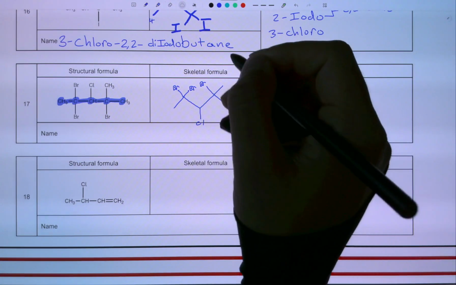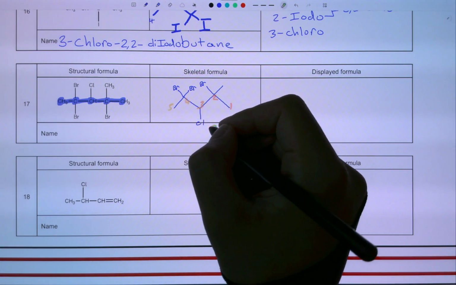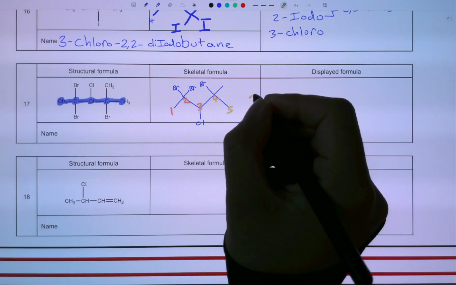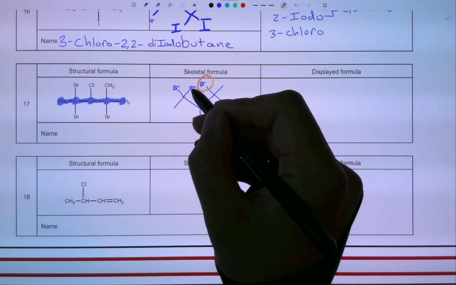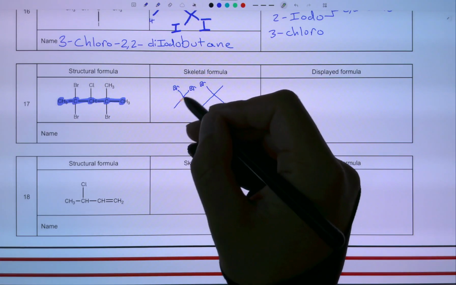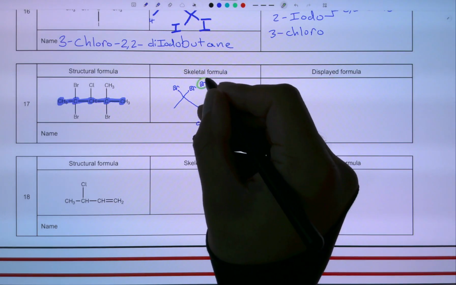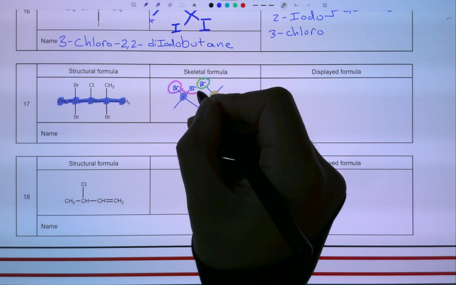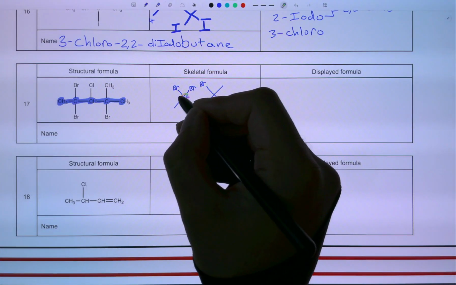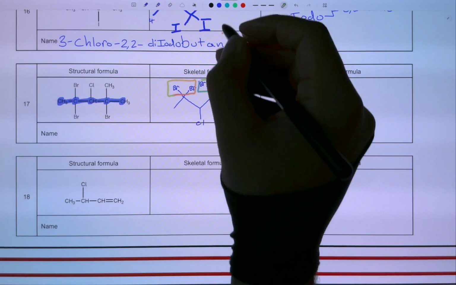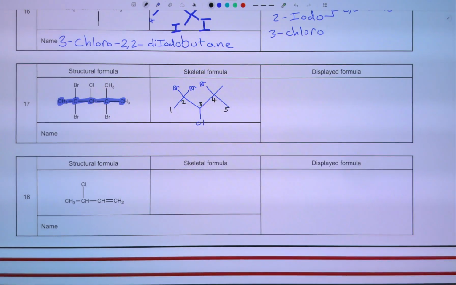In terms of numbering, do we go 1, 2, 3, 4, 5, or 1, 2, 3, 4, 5? The methyl is just a side chain. We have functional groups, so the priority is to do with the functional groups. On the second carbon to the right, there is a bromine. On the second carbon to the left, there are 2 bromines. So the priority would be given to the 2 bromines over the single bromine. So the numbering system would go 1, 2, 3, 4, 5.